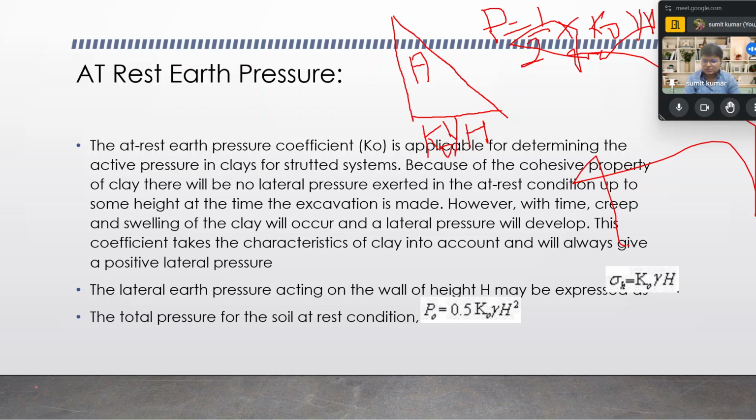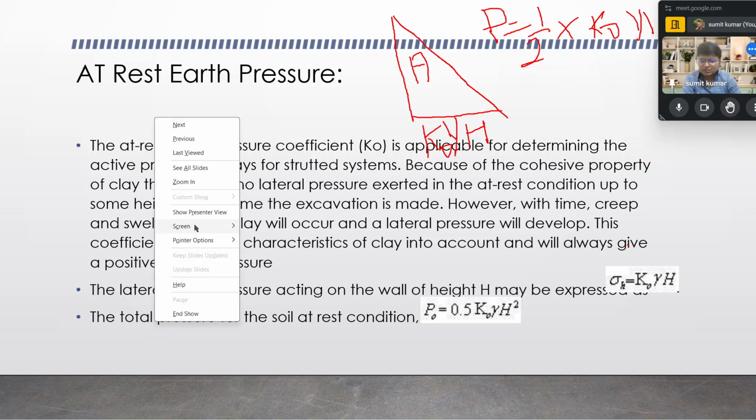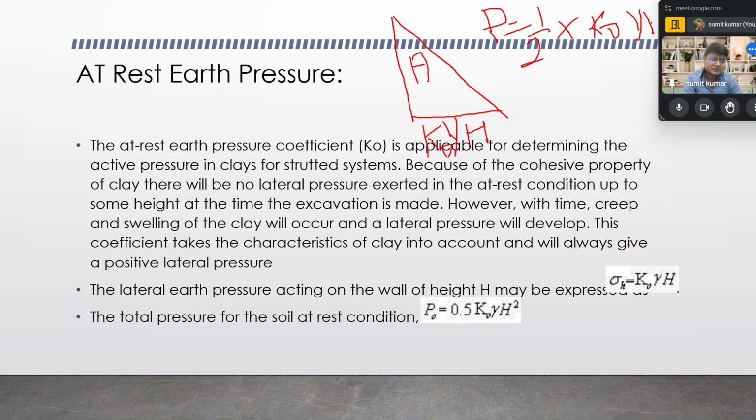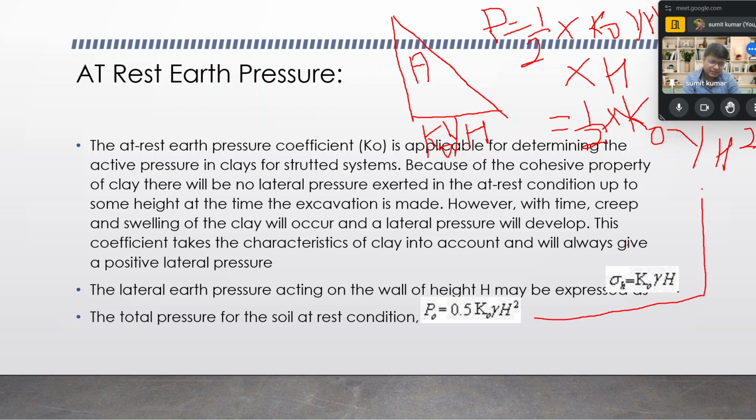Okay, I need an eraser because some other things also got drawn, which I'm not interested in. Right. Okay, so I will take a pen again. K naught gamma H into H, so that is nothing but 1 by 2 into K naught gamma H square. Right? Which is mentioned over here.